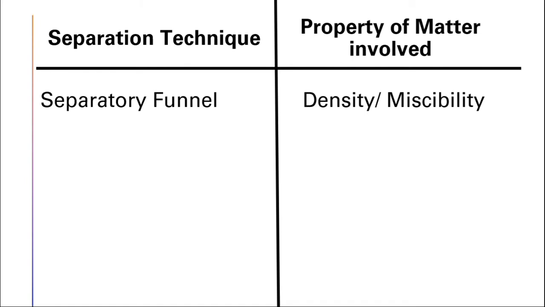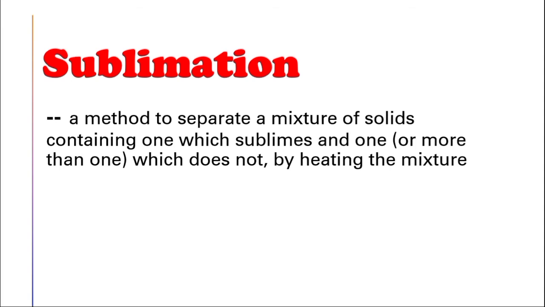Okay, so next, we have sublimation. So sublimation is a method to separate a mixture of solids containing one which sublimes. Pag sinabi natin sublime, this is a substance that immediately turns from solid into gas. Hindi na tayo dumadaan sa liquid phase. Okay? And one or more than one which does not, by heating the mixture.